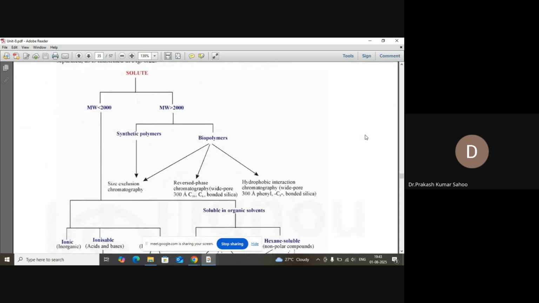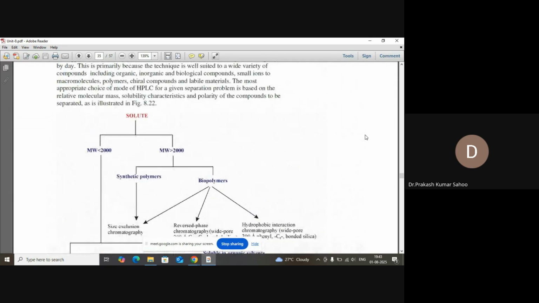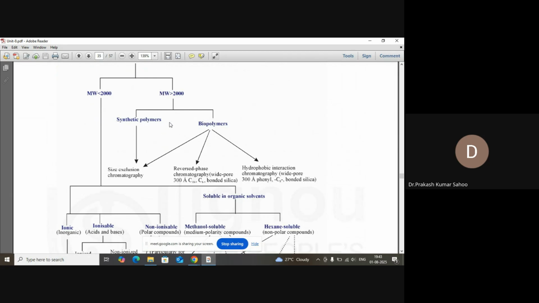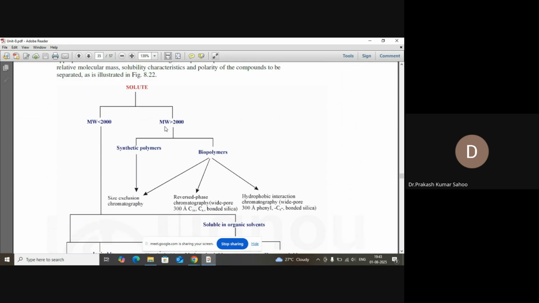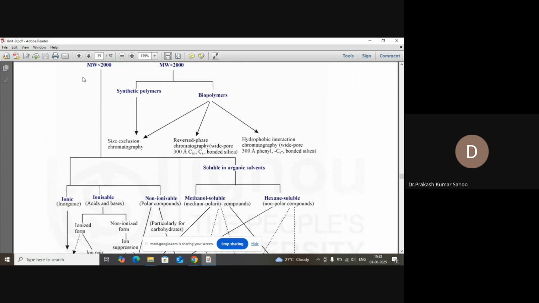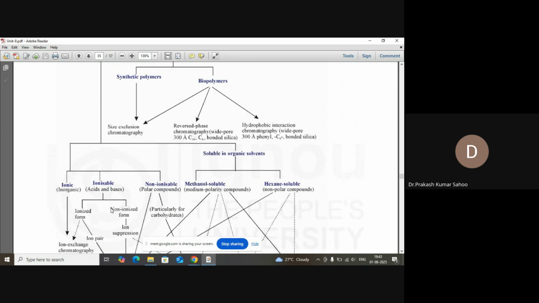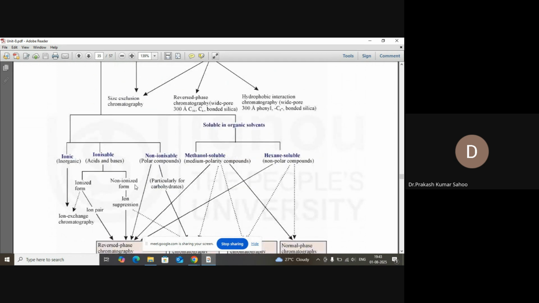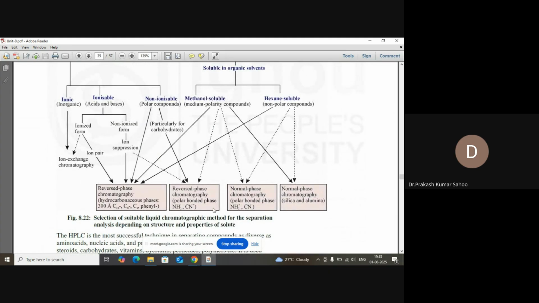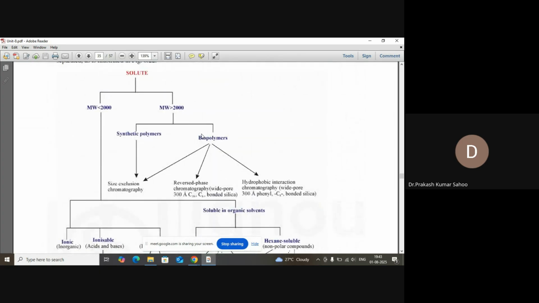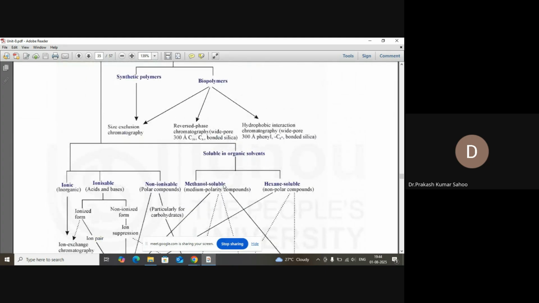Then we have the application. Just go through this application part, that the solute, it may be synthetic, these are the molecular weight. If it is less than 2000 or greater than 2000. For less than 2000, we have the ionic, ionizable, non-ionizable. Under ionizable, we have ionized form, non-ionized form, and accordingly we have the different chromatography techniques. Then if greater than 2000, it is synthetic polymer or biopolymer. Then size exclusion, differs, hydrophobic. Then accordingly your classification goes on.